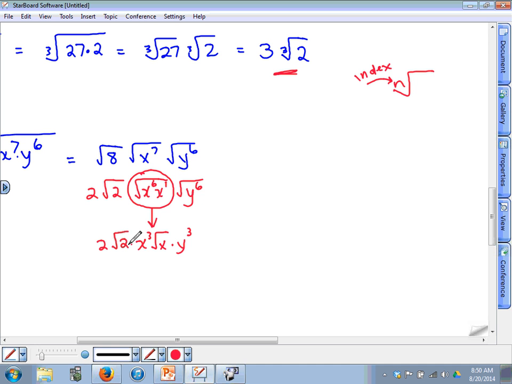Westlake is pretty cool. So anyway, you multiply everything on the outside, you're going to get 2x to the 3rd, y to the 3rd. You multiply everything on the inside, and get a square root of 2x. I know, not the easiest of problems.